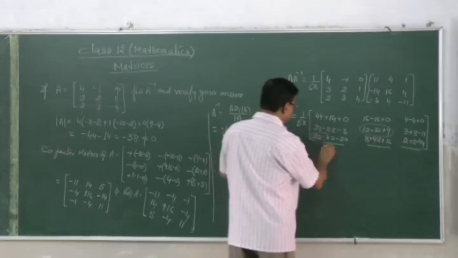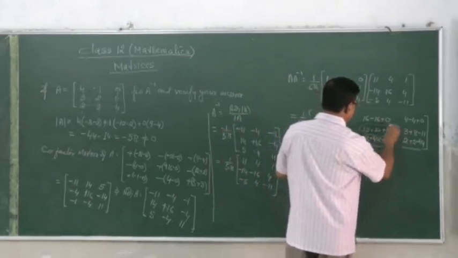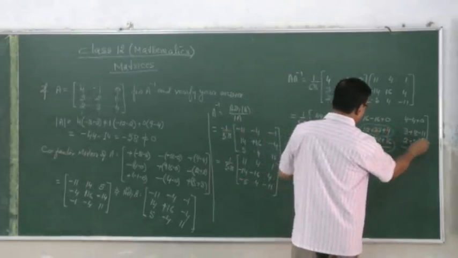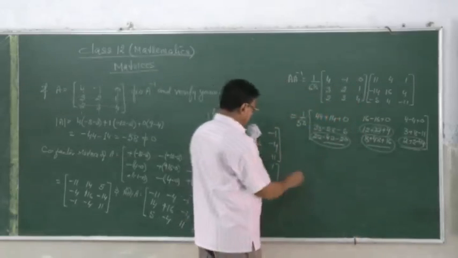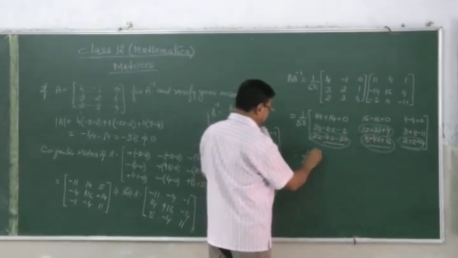So to verify this, and verify this. So these multiplications are to be verified. The answer should be this.